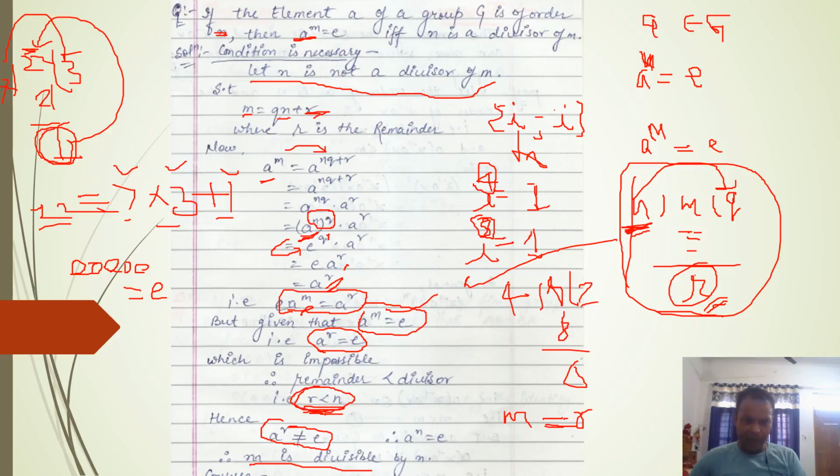This is the rule of division. So this assumption is wrong. So we cannot take m and n by using this relation. It means this m will be completely divisible by n.